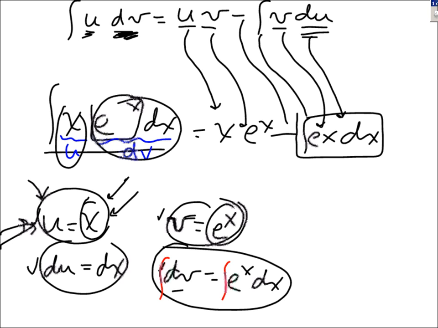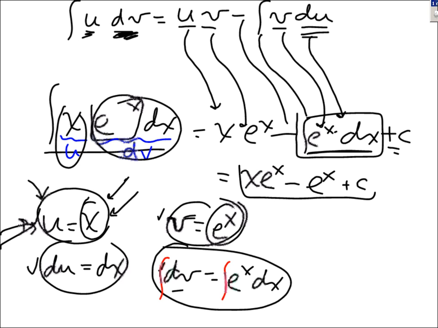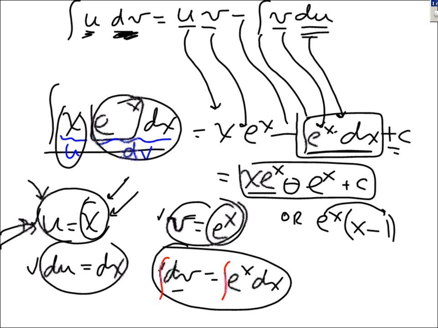And just so it looks better, the x is in the power. So x e to the x minus the integral of e to the x dx is just e to the x. So there's the answer. Factor out the e to the x: x left over here minus e to the x times 1, plus c.